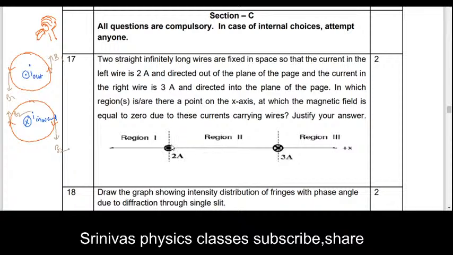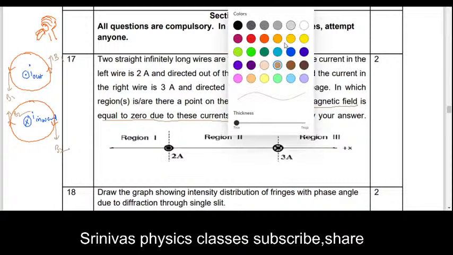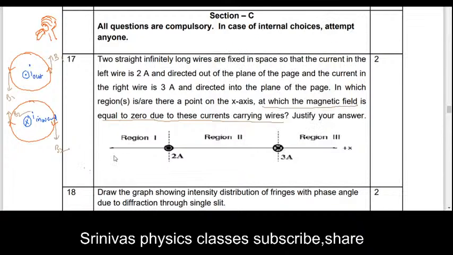In which region will the net magnetic field be 0 due to these current carrying wires? There are two current carrying wires. At which region should the net field be 0? This wire will generate a field, and this wire will generate a field, but this wire will generate the field in anti-clockwise. The field due to the first one is considered as B1. B1 is upward, outward, and B1 on the left side is downward.